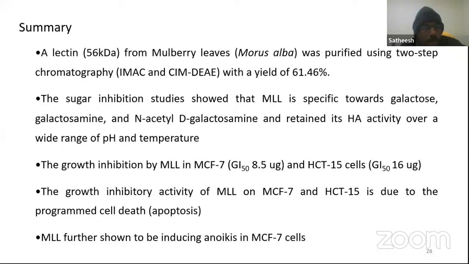The growth inhibition by MLL in MCF7 and HCT15 cells was at 8.5 microgram and 16 microgram. The growth inhibitory activity of MLL on MCF7 and HCT15 is due to programmed cell death, so MLL could induce apoptosis in these cells. MLL was further shown to induce anoikis in MCF7 cells. As I told you, anoikis is a process by which the cells get detached and go to the apoptotic pathway. When MCF7 cells were treated with MLL, they were detached and led to the apoptotic pathway, leading to cell death.